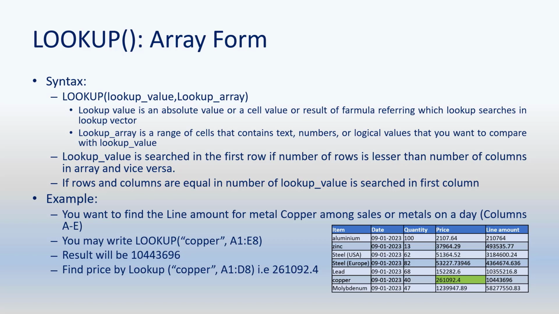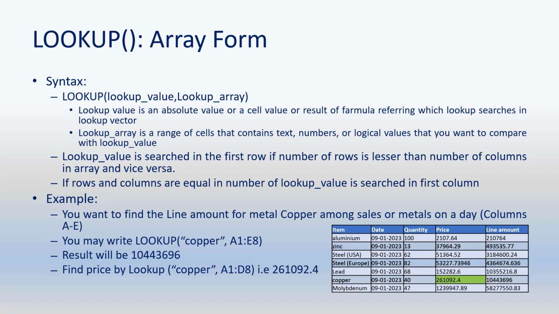Now if you want to find the price for copper in the list of table, you need to change the array because the lookup function is finding the value corresponding to lookup value in the extreme column or row. In this case, it is extreme column. So in the first example, it looked at the range from column A to column E. Hence, it looked for the result value in column E. If you want price, you need to give the range from column A to column D only.